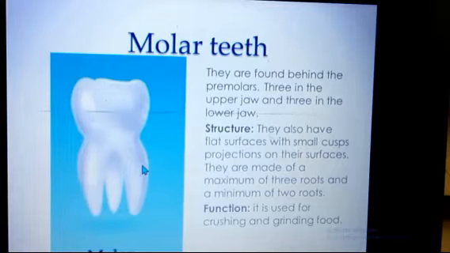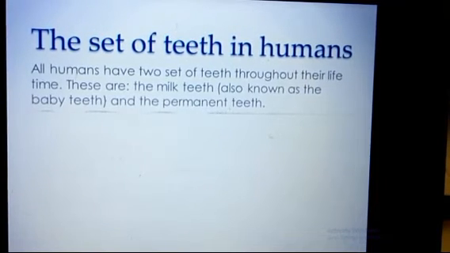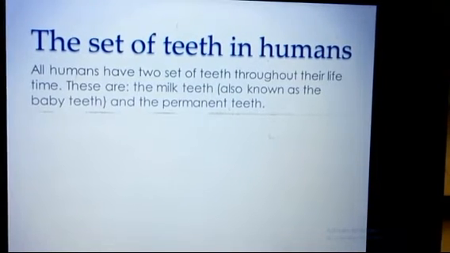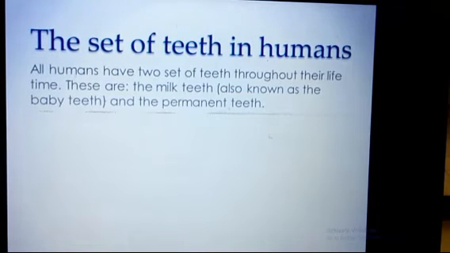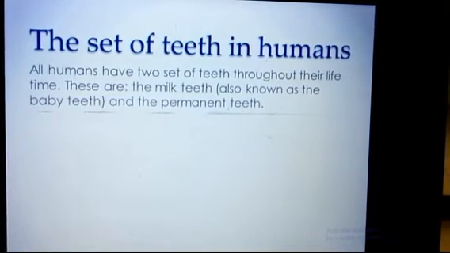So let's proceed to look at the next topic. So we're going to look at what is known as the set of teeth in humans. All humans have 2 sets of teeth throughout their lifetime. These can be classified as the milk teeth, also known as the baby teeth, and then we also have the permanent teeth. So what is a milk teeth?